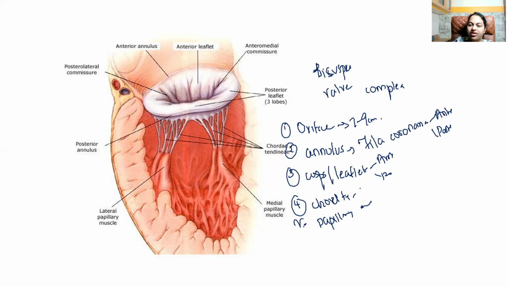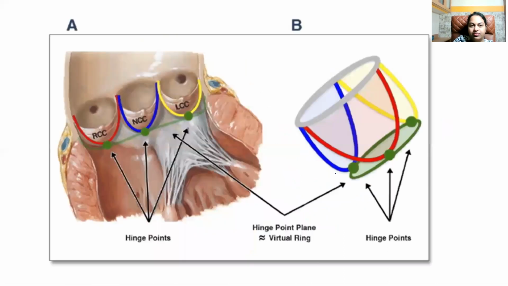Okay, chordae tendineae similar to there. Here also you'll have false and true chordae. What are true chordae tendineae? Attaching the free margin of the cusp to the apex of the papillary muscle. False chordae will extend from the cusp to the ventricular wall. Papillary muscles: anterior and posterior papillary muscle.